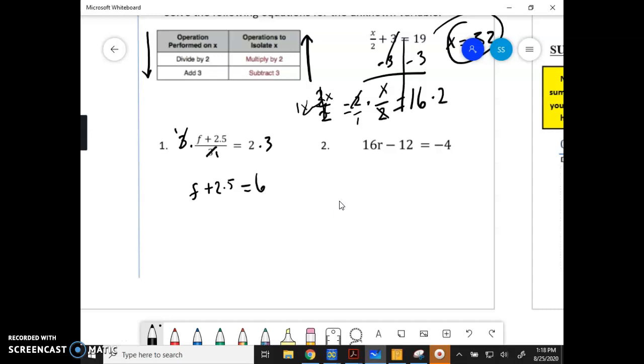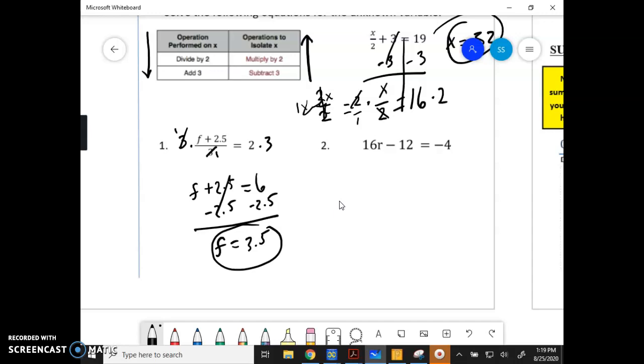All right, so now we can do the last step, and if we have f plus 2.5 to solve, we need to subtract 2.5. And if I do it to one side, I have to do it to the other side. All right, so now this cancels, and I'm left with f is equal to 3.5. And there we go. All right, next problem, what's being done.